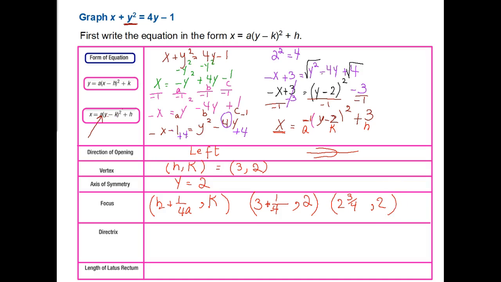Now to find the directrix, it's x equals h minus 1 over 4a, which is equal to, my h is a 3, minus 1 over 4 times negative 1. So minus minus makes a plus. So this is just equal to 3 and 1/4.